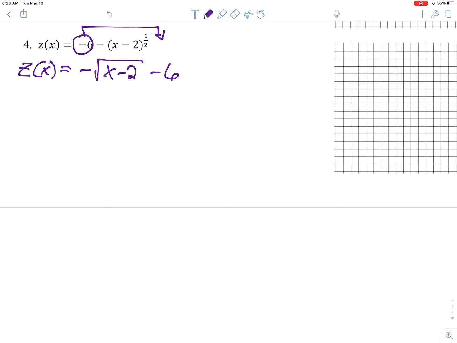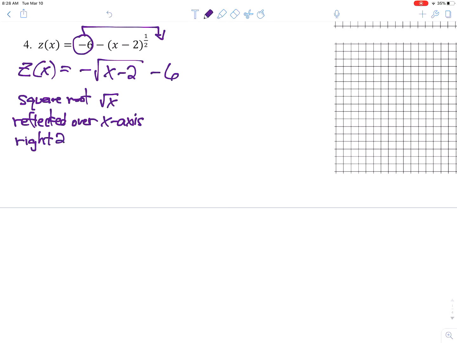So what I'm looking at here is a square root function. So I think that's the square root of x, and then it has been reflected over the x-axis. And it has also been brought 2 to the right and down 6. So here's two options to think about this.